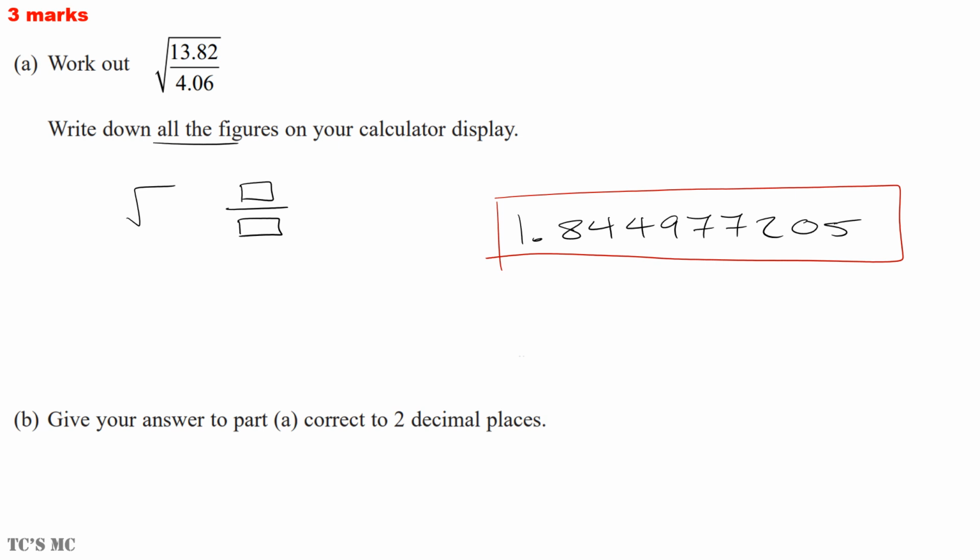Part B, give your answer to part A correct to 2 decimal places. That means we need to go to the decimal point, count 1, 2 and draw a wall, underline the 4 after the wall, and because that 4 is less than 5, our answer to 2 decimal places is 1.84. And now we have 1 mark for part B.